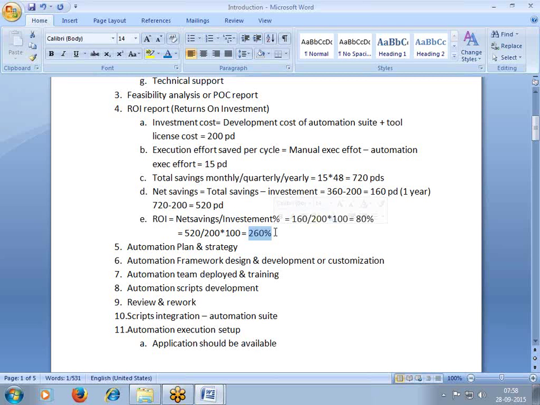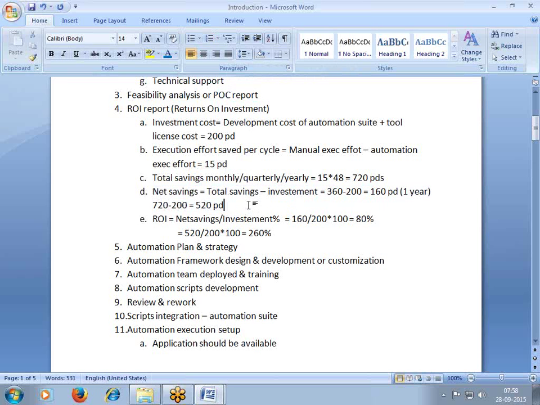Sir, one question. Yes, ma'am. Actually, will this ROI be done before starting the automation or after starting the automation, sir? Before starting the automation, after the end of the feasibility analysis. In that case, how can we calculate the automation effort, sir?